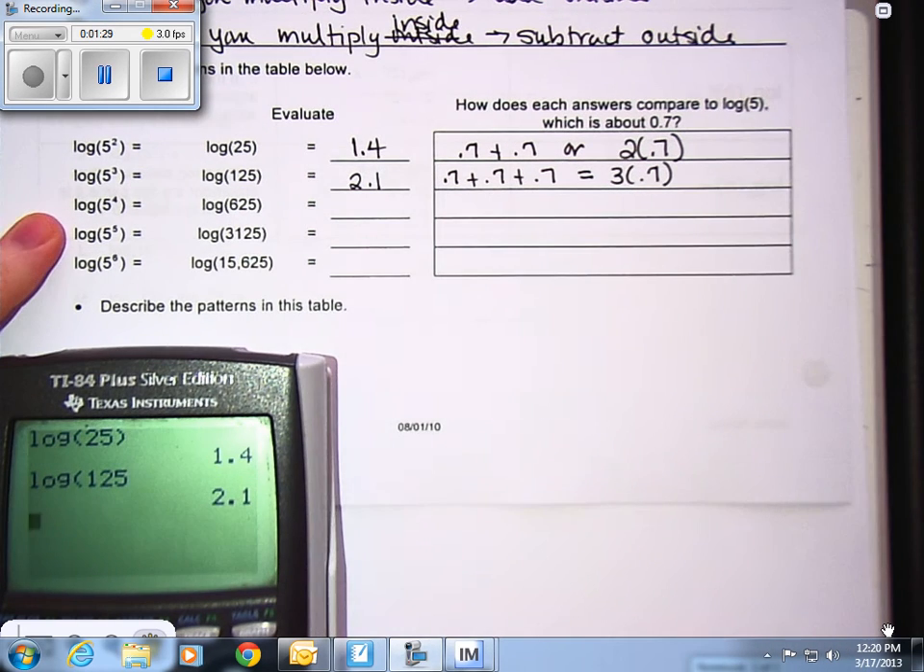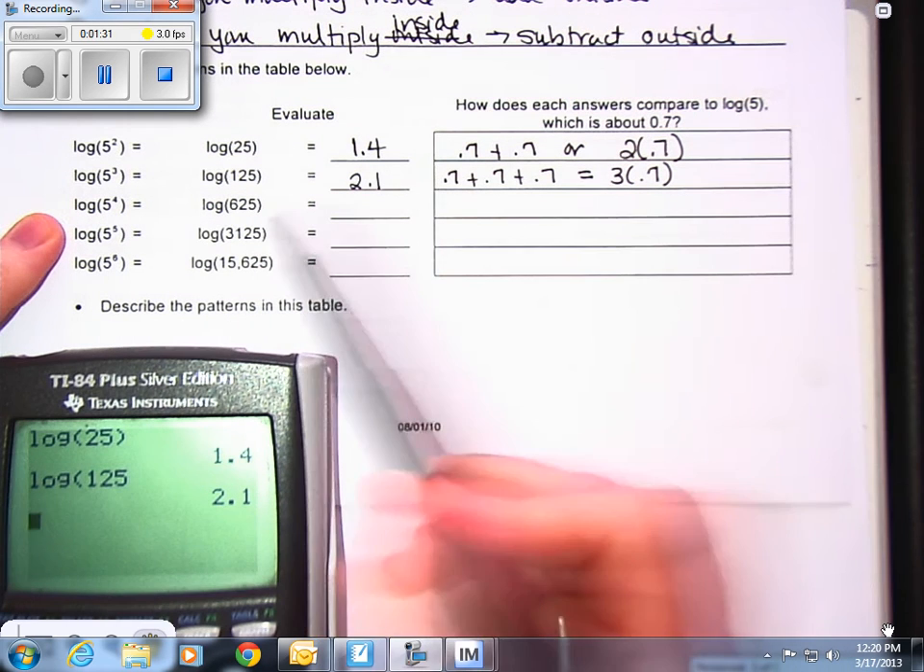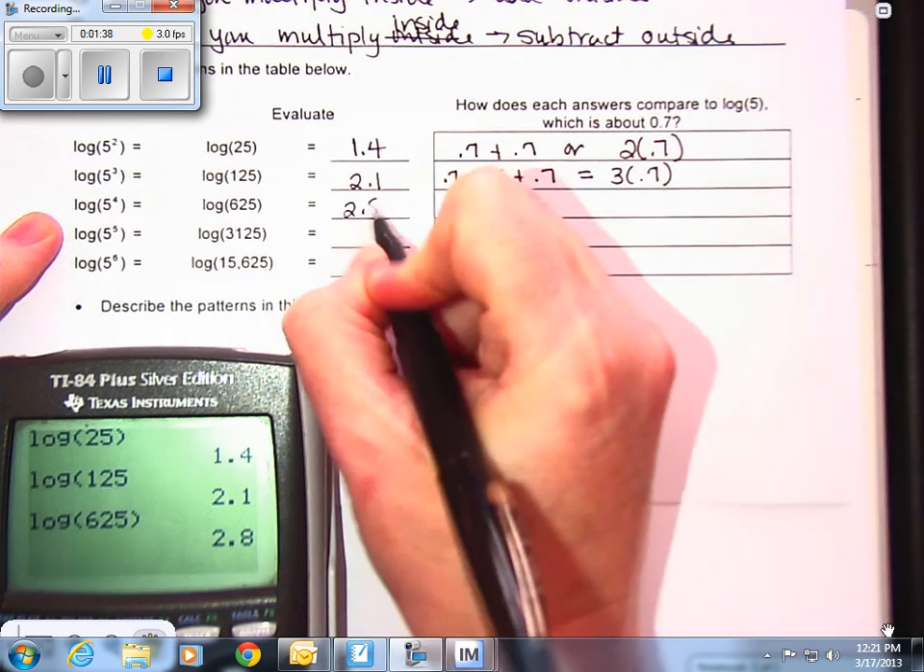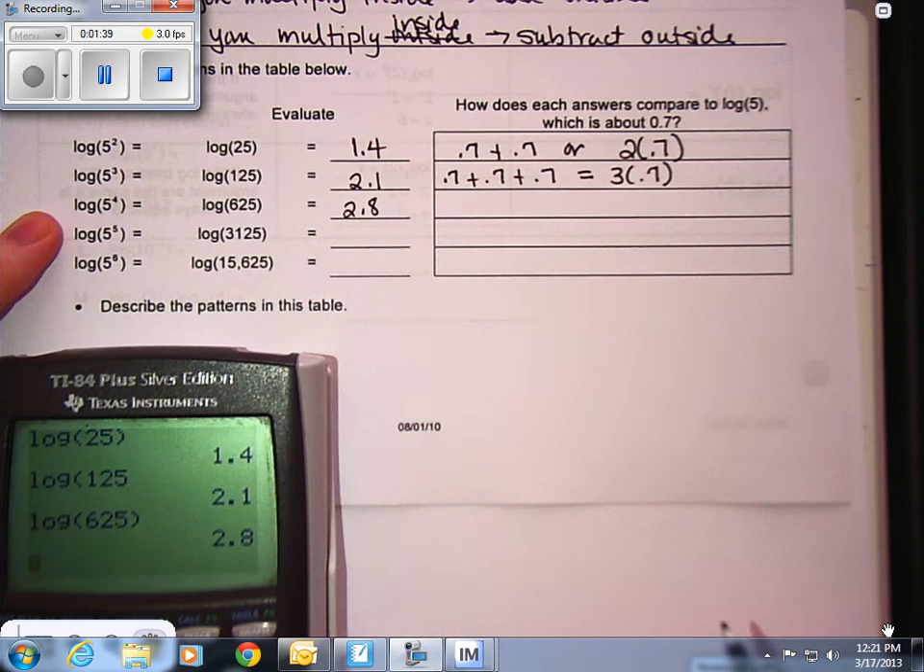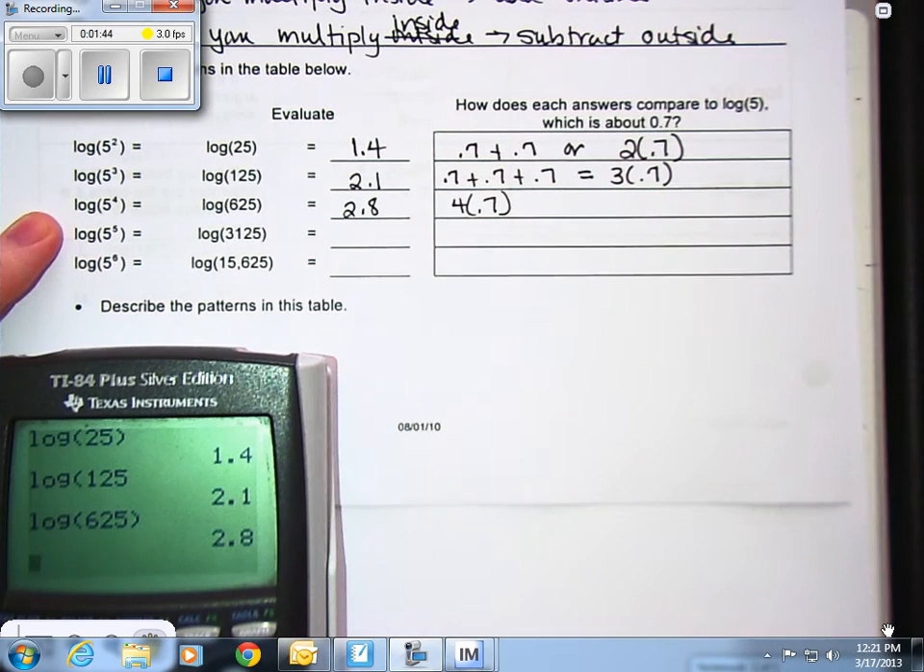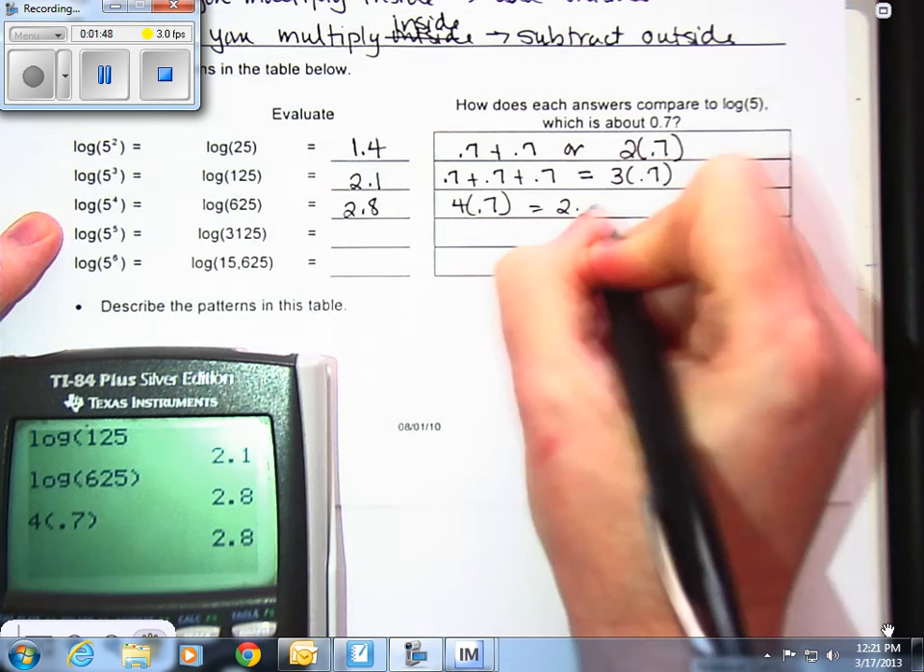5 to the fourth is the same as saying log of 625. So if we were to take the log of 625, we would get 2.8. So it really looks like we could take 4 times 0.7. And if you check that, it is 2.8.